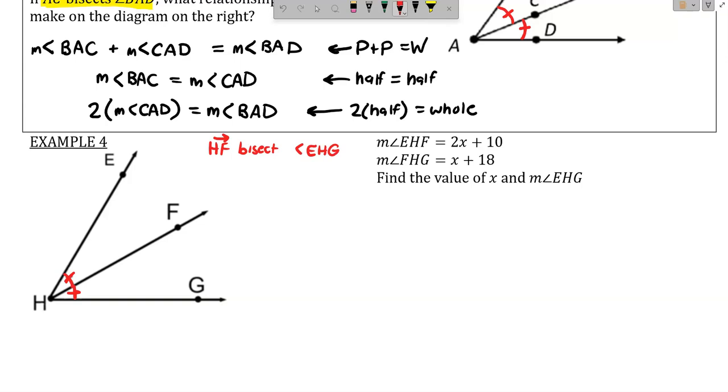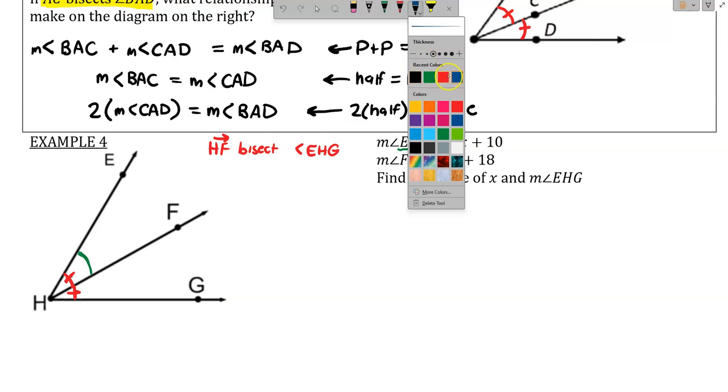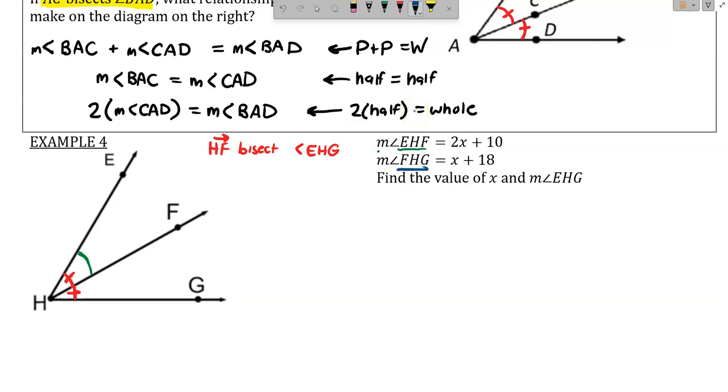Now that we know that, we look at this, and let's use color. EHF is going to be the angle marked here in green. And then let me grab another color here. Let's go with blue for FHG. So when we look at this now, we can easily, hopefully, see that green and blue are separate adjacent angles.